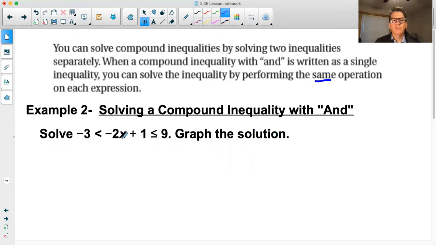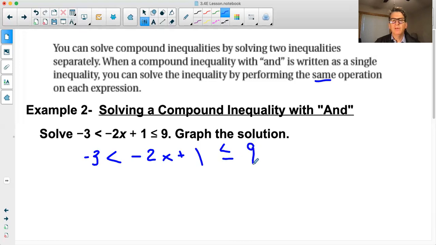So basically we have to solve for x, kind of like with equations, but now we have this big inequality. You've got a left side here, and you've got a right side, and you can treat them kind of like three parts: the middle part, and then the left side and the right side. Okay, so I'm going to first write the inequality down again. -3 is less than -2x plus 1 less than or equal to 9.